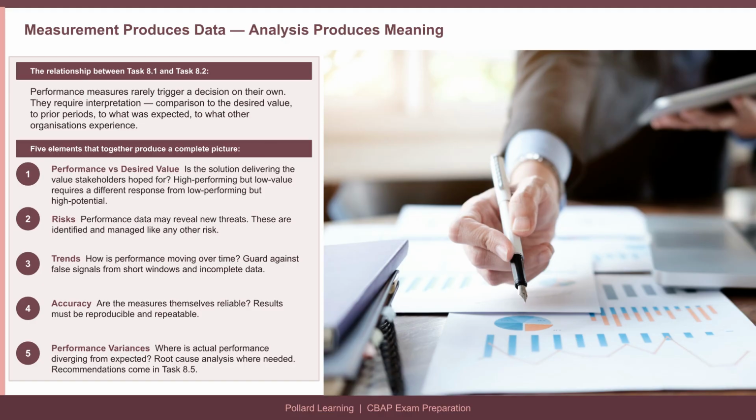Performance versus desired value. Is the solution delivering the value stakeholders hoped for? A high-performing solution can still deliver lower value than expected. That is a different problem from a low-performing solution with high potential. Risks. Performance data may reveal new threats that must be identified and managed. Trends. How is performance moving over time, and is the collection window long enough to be reliable? Accuracy. Are the measures themselves reproducible and repeatable? And performance variances. Where is actual performance diverging from expected, and what is the root cause? Improvement recommendations belong to Task 8.5, not here.